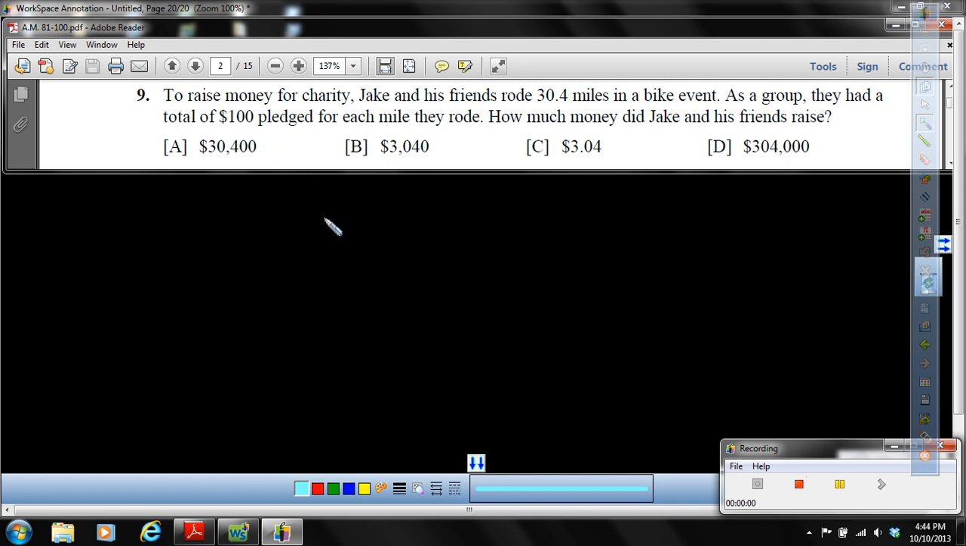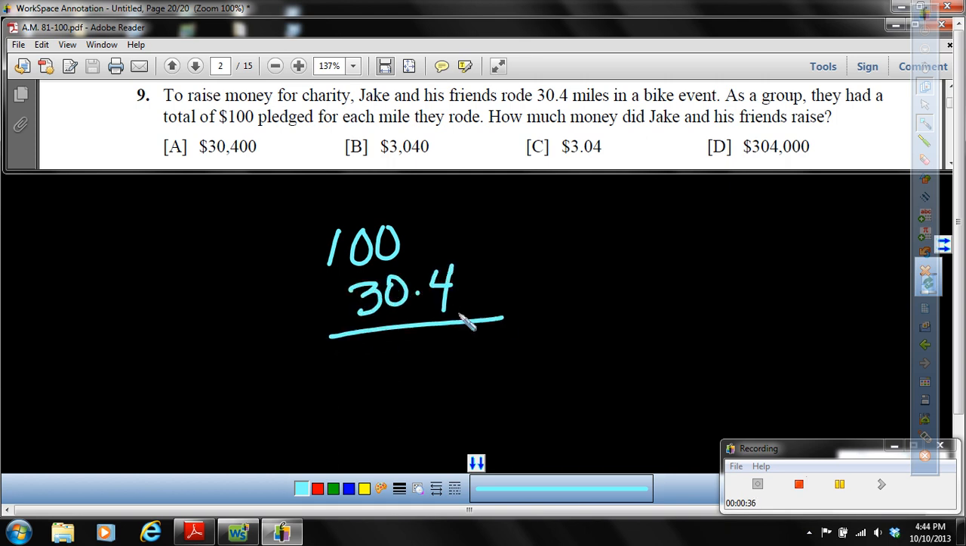So we'll take our problem, $100 for each mile. They rode 30.4 miles, and we're going to multiply these. We need to first make a little note to ourselves on the side. When we look at this number, we see a decimal, how many digits are behind it? But we don't see a decimal, so we're going to put 0.